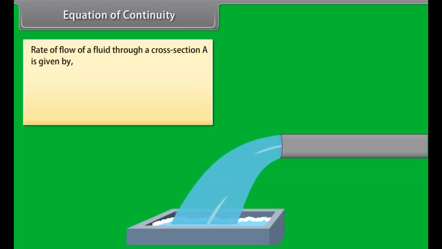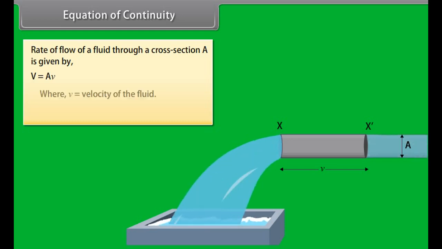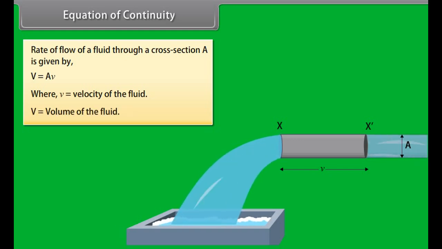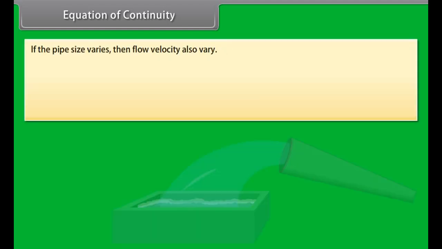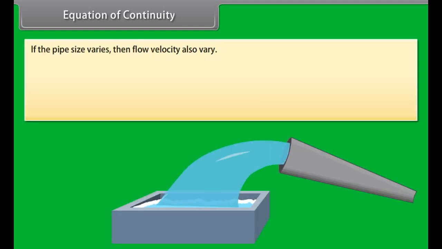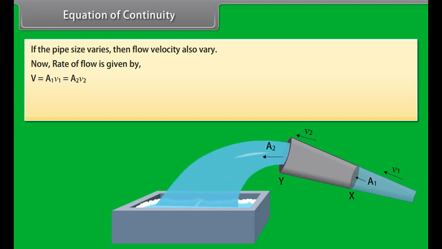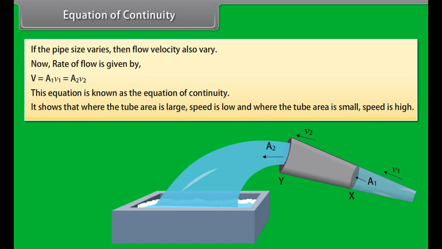Equation of continuity. Rate of flow of a fluid through a cross-section A is given by V is equal to A v, where v is the velocity of the fluid and capital V is the volume of the fluid. If the pipe size varies, then the flow velocity also varies. Now, rate of flow is given by V is equal to A1 v1 is equal to A2 v2. This equation is known as the equation of continuity. It shows that where the tube area is large, speed is low, and where the tube area is small, speed is high.